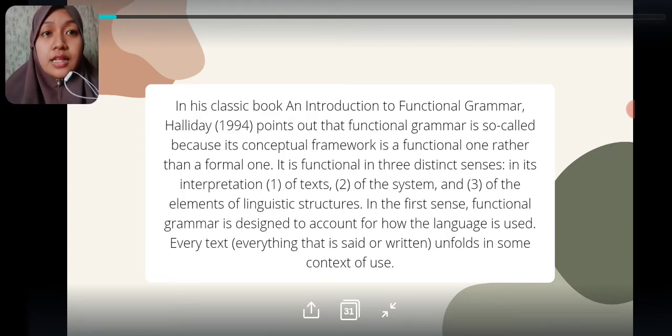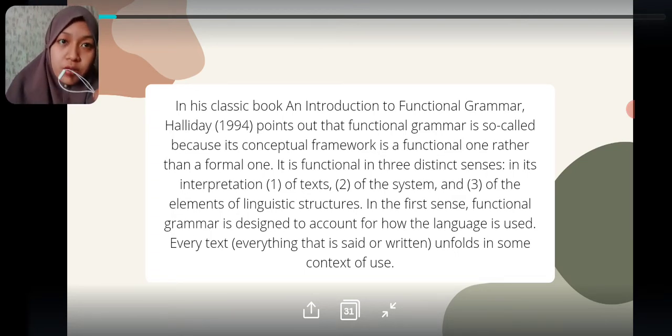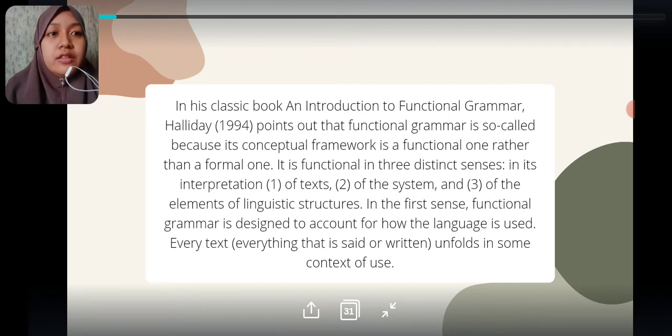In his classic book, An Introduction to Functional Grammar, Halliday points out that functional grammar is so called because its conceptual framework is a functional one rather than a formal one. It is functional in three distinct senses in its interpretation. First, of text; second, of the system; third, of the elements of linguistic structures.